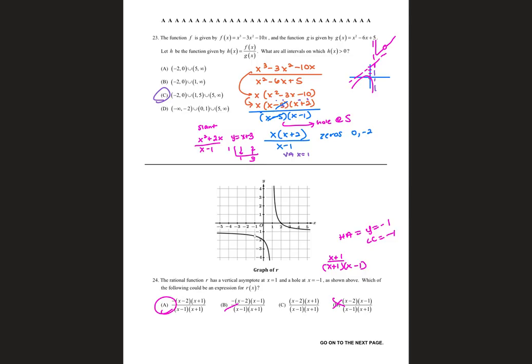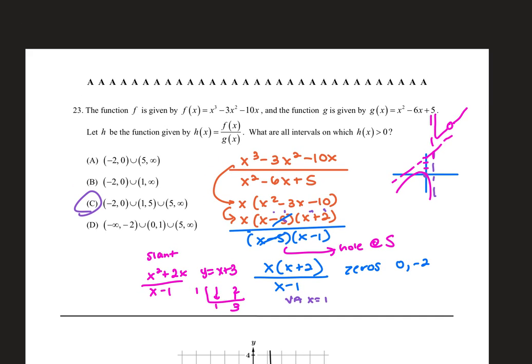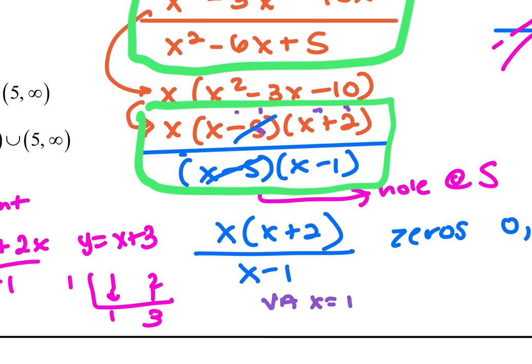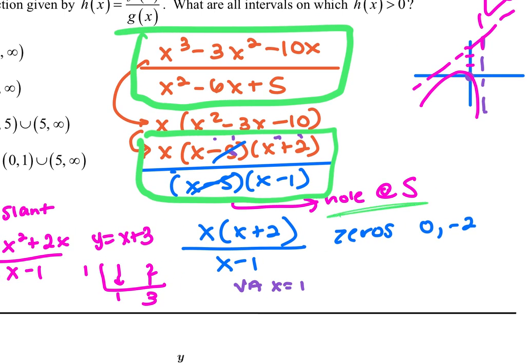All right, 23 and 24. 23, you guys said, right? 23 said let the function f is given and g is given, and it says f over g. So I put f over g, and then I factored it, took out an x, factored it. So in complete factored form, it looked like this: x times x minus 5 times x plus 2 over x minus 5 times x minus 1. And then the x minus 5's canceled out completely from the bottom, which means there's a hole at 5.